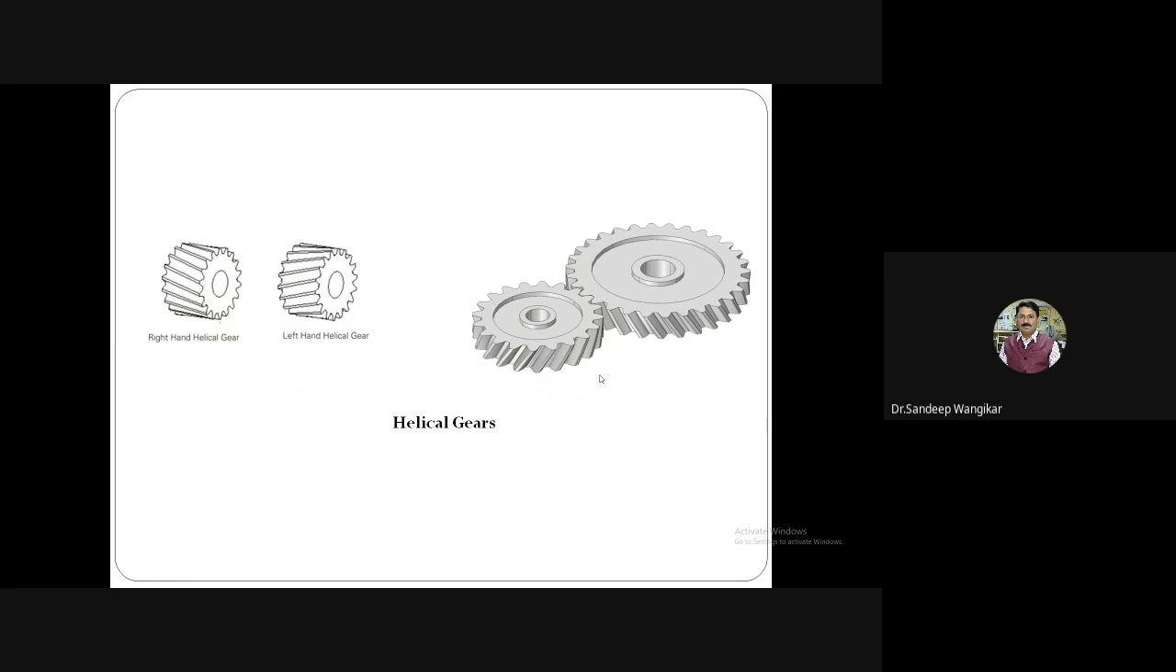Helical gear. The left hand side figure shows a right hand helical gear and a left hand helical gear. The teeth are cut at an angle, which is called the helix angle, to the axis of the shaft. You can see in the second diagram a 3D pictorial view. Here you can clearly see the teeth at a particular angle and the two gears matching. For higher power transmission capacity and higher load, helical gears are preferred over spur gears.